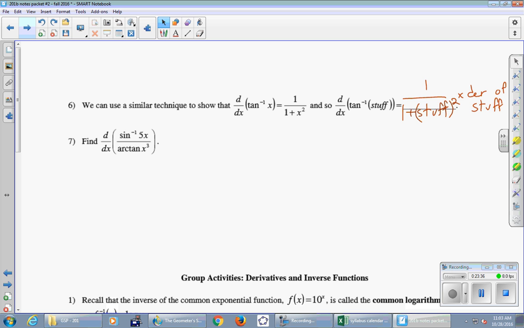Okay, so I promised 3 new derivative rules. That was the third and final one. We did ln, that was the 1 over x. We did inverse sine, that was 1 over root 1 minus x squared. And the brand new one, inverse tan, is 1 over 1 plus x squared.